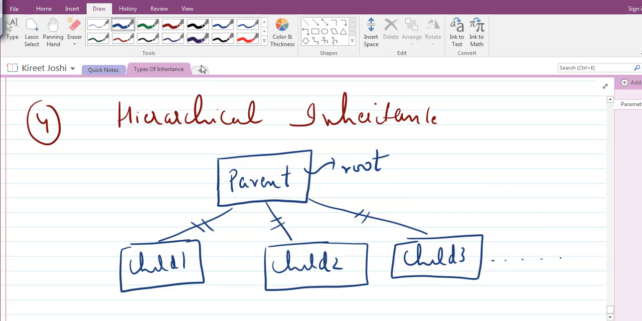So if you take a real world example, you can consider it like this: for example, this parent is a person. So this is a person class.